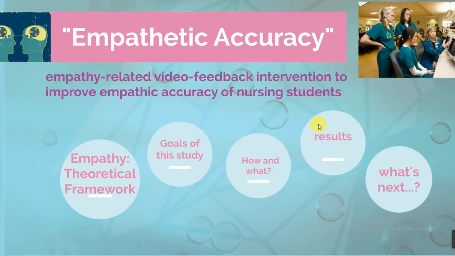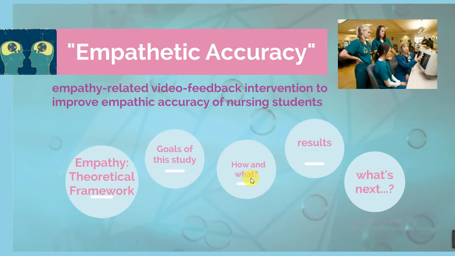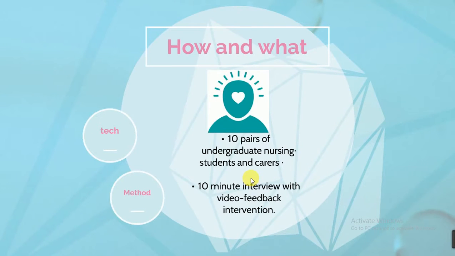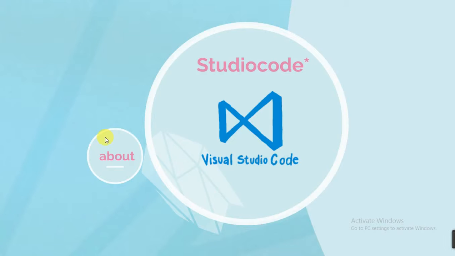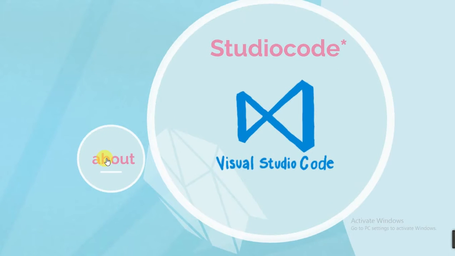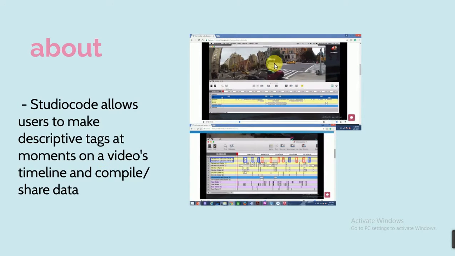Okay, moving on. Sorry, the Prezi is a little bit slow today. See the how and the what. So, 10 pairs of undergraduate nursing students and carers exhibiting high-risk behaviors. The tech that we used was called Studio Code, a video tagging software. The only image I could find was about traffic, but just imagine two people having a conversation. The carers would tag instances of emotional expression, what they were thinking, what they were feeling, and then the nursing students had to make accurate statements about those instances of emotion after the interview.